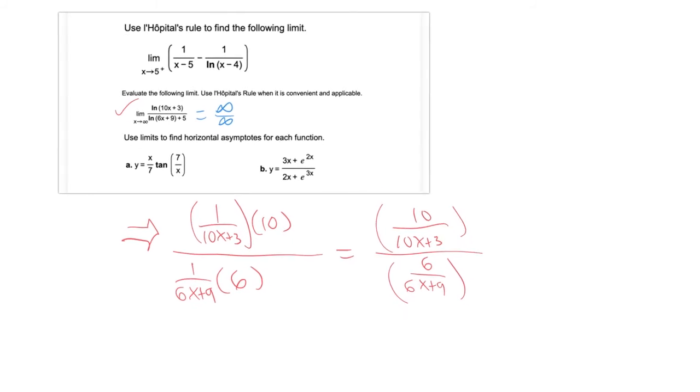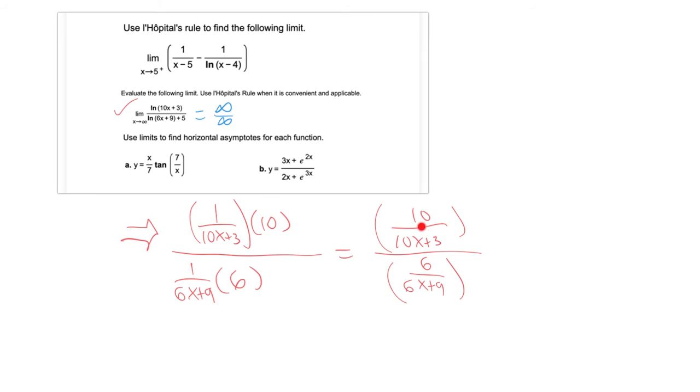In reality, what we have here is a fraction divided by another fraction, and that would be a keep, change, flip scenario where you keep the first fraction, change the operation to multiplication, and then flip the second fraction.